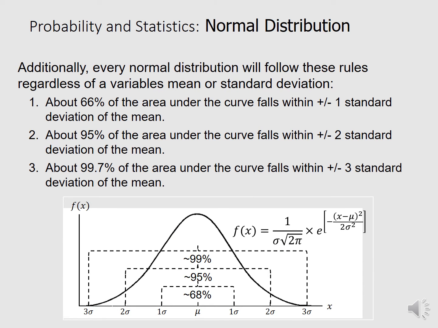Additionally, when looking at a normal distribution, we can count on the fact that 66% of the possible outcomes will fall within plus and minus 1 standard deviation of the mean, 95% within 2 standard deviations, and 99.7% of the possible outcomes within plus and minus 3 standard deviations of the mean value.